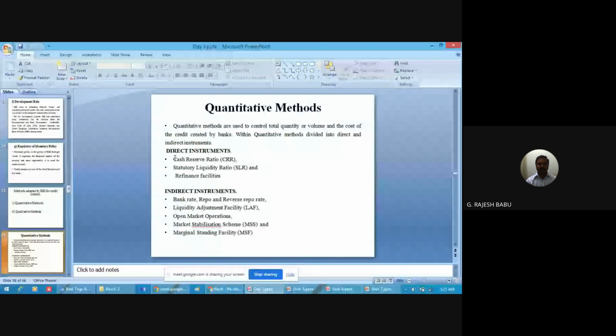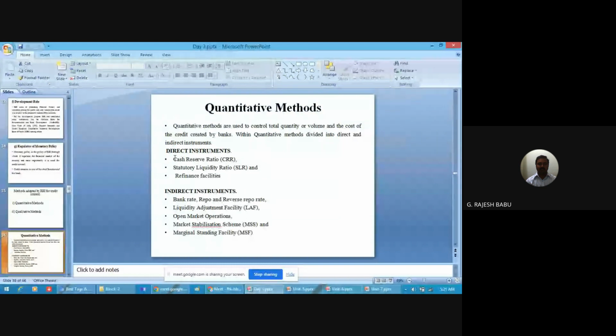Quantitative methods are used to control the total quantity or volume and the cost of the credit created by banks. The quantitative methods are divided into two: direct instruments and indirect instruments.